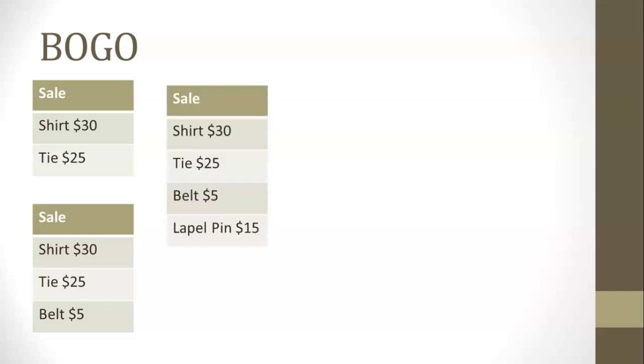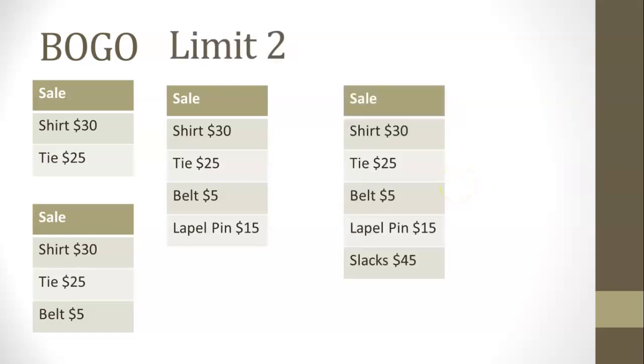Now what if we sell the shirt, the tie, the belt, and the lapel pin? Okay, now what do we give free? Do we order these based on value and give the two lowest free, or do we give the two highest free, or do we stagger them? Do we do a high and a low on a high and a low? Oh, that's a good question. Oh, geez. Okay, now wait a minute. Now we have a new rule.